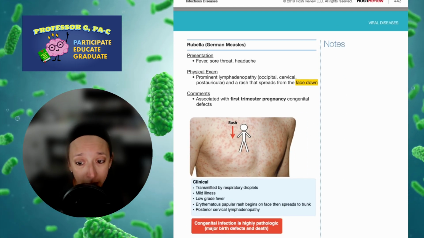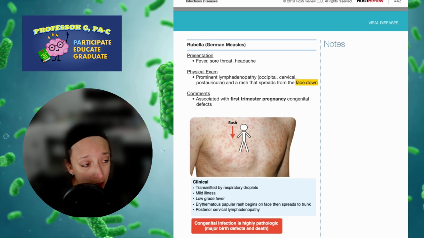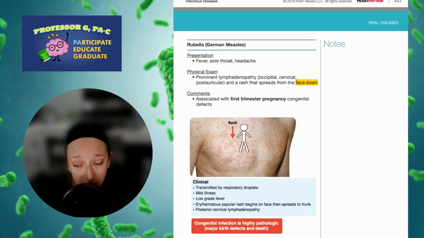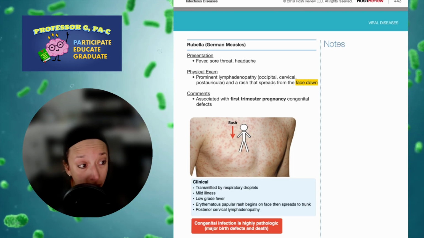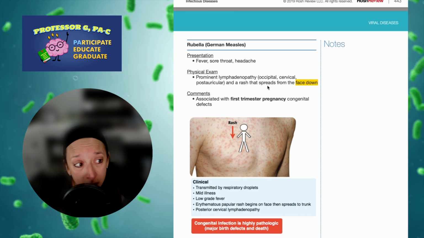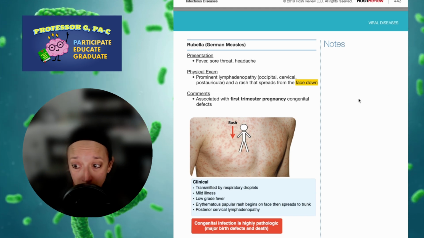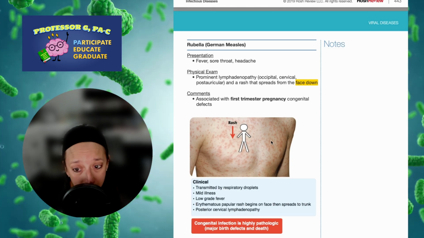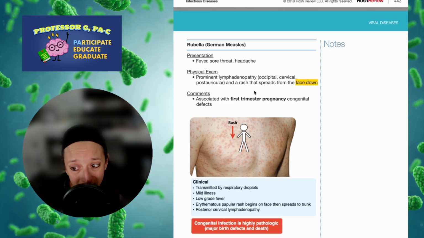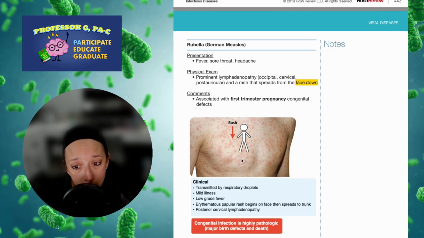Moving on, we have rubella, German measles. This is caused by rubella virus. It's transmitted via respiratory droplets. As far as presentation, we're looking for a low-grade fever, sore throat, headache, posterior auricular and occipital lymphadenopathy. And they get this kind of pinkish maculopapular rash that spreads from the face down to the trunk.